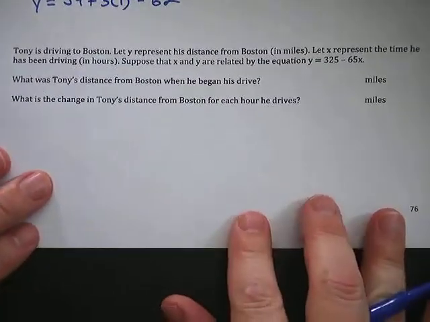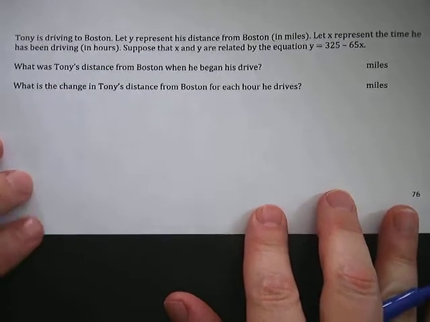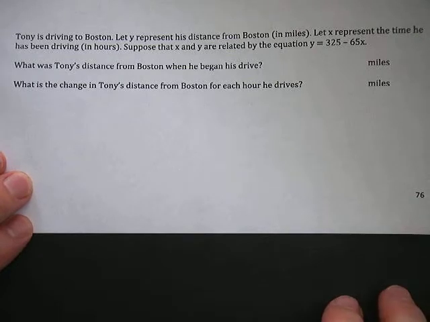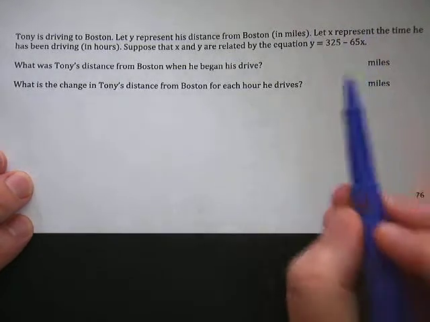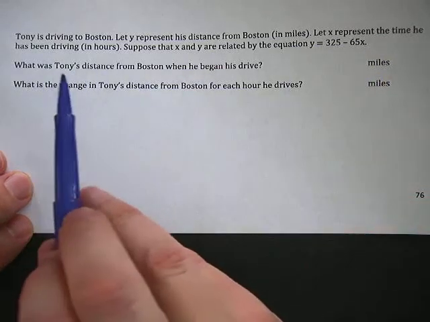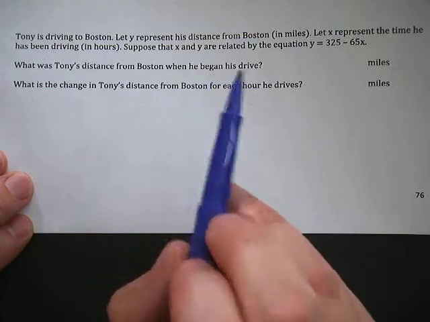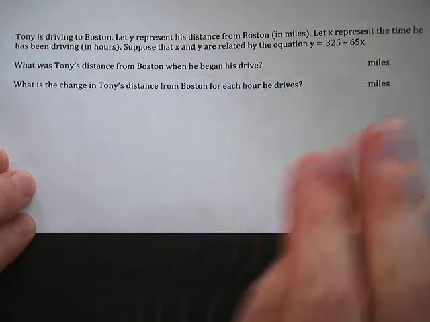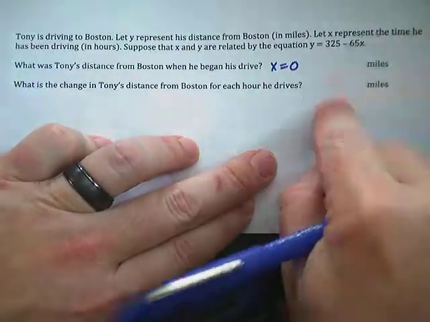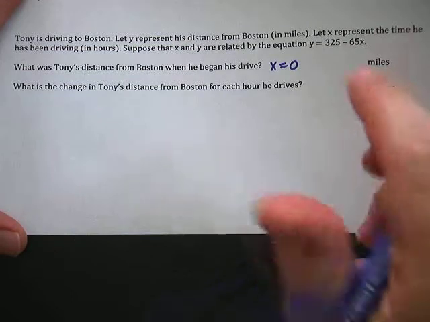Now let's look at this last one. Tony is driving to Boston. Let Y represent his distance from Boston in miles. Let X represent the time he has been driving in hours. Suppose that X and Y are related by the equation Y is equal to 325 minus 65X. What was Tony's distance from Boston when he began his drive? At the beginning, you have X equals 0. How many hours has he been driving? Well, at the beginning of his drive, he's been driving 0 hours.